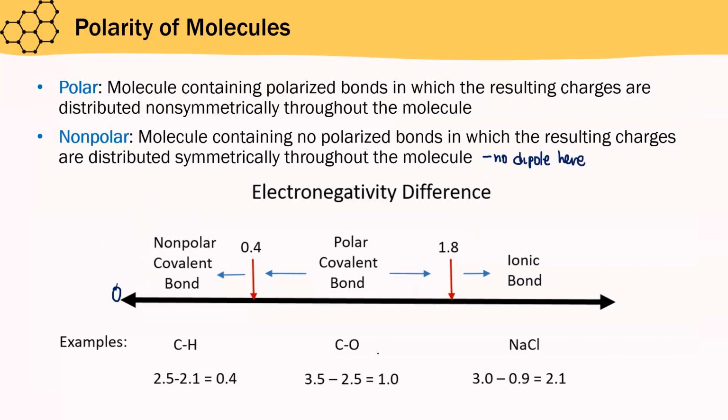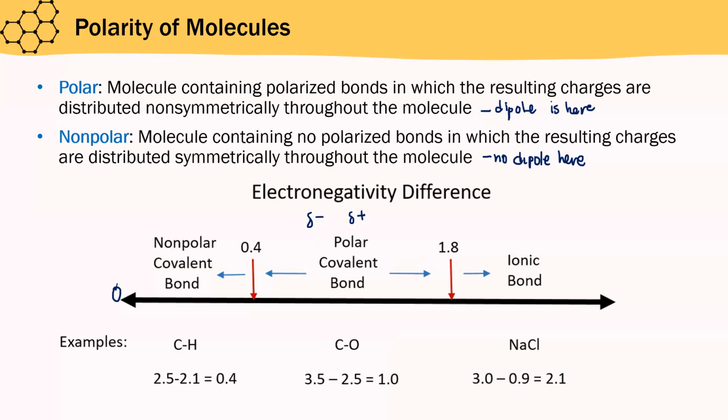On the other hand, if the electronegativity goes beyond 0.4, say it becomes 1.8, that's the time you have a dipole. The dipole starts to appear. So between 0.4 to 1.8, you can say that it's polar now. This is the time you signify a partial negative end and a partial positive end between the bonds.